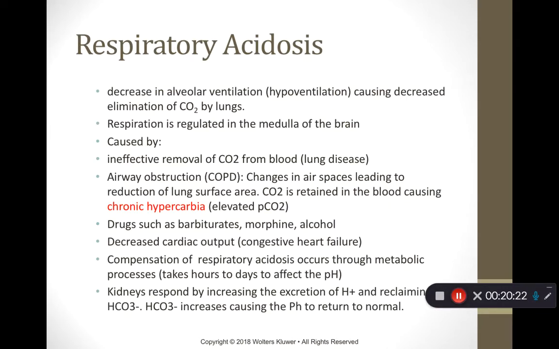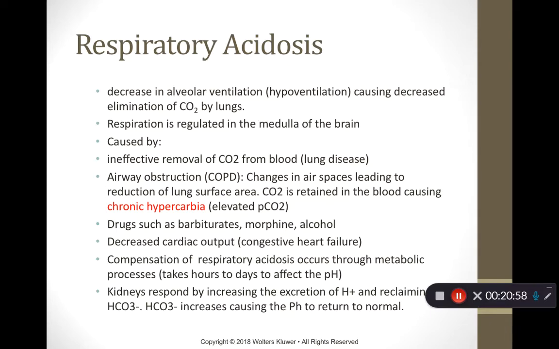The next condition in acid-base imbalances is respiratory acidosis. So as I said to you before, acidosis can be metabolic or respiratory depending on what's being affected. So in here, there's a decrease in alveolar ventilation. So there is hypoventilation causing decreased elimination of CO2 by the lungs, right? This respiration is regulated by the medulla of the brain. It can be caused by ineffective removal of CO2 from the blood, maybe through some sort of lung disease.